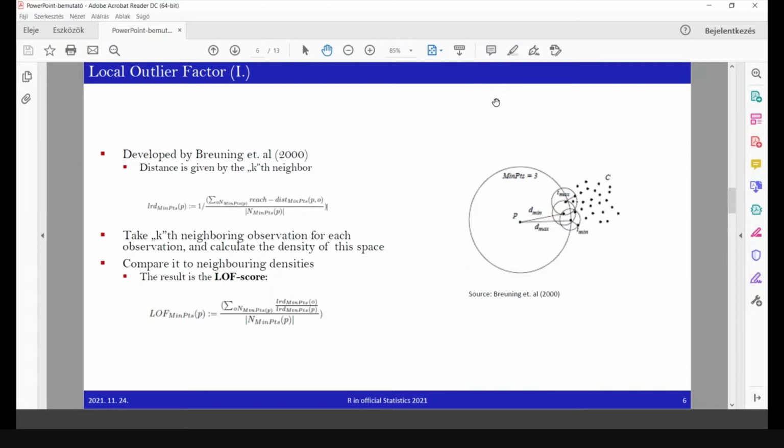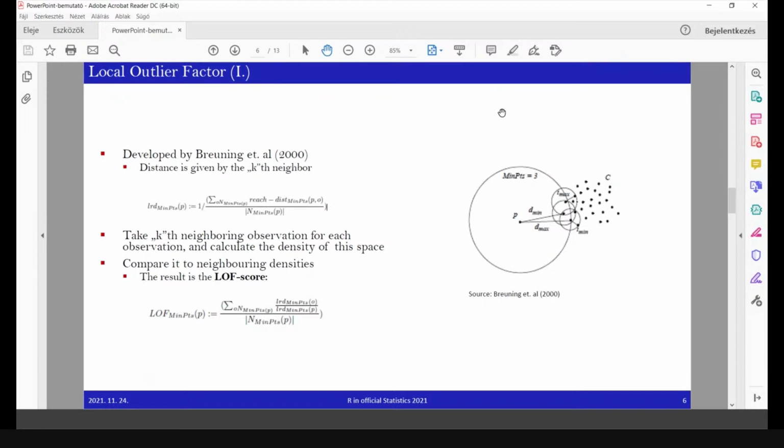Okay, so how is this done? It has been developed by Breunig et al. around 2000. And what we want to do is first get the local reachability distance, so pretty much the distance for each point to the kth neighboring observation.